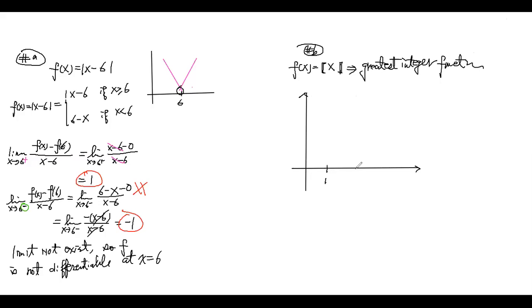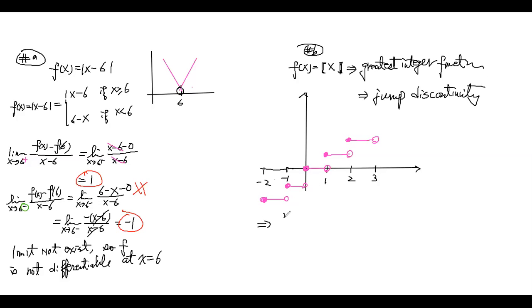So for these ones here, if it's 1, 2, 3, and this is like -1, -2, right? So we know this function looks something like this. So what happens to this function? It has a jump discontinuity. So we know it's a jump because the limit does not exist. So where is the jump? It jumps at the whole numbers, right?